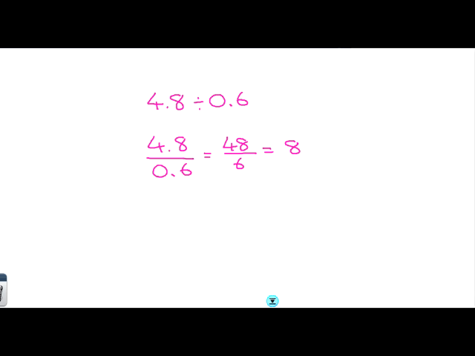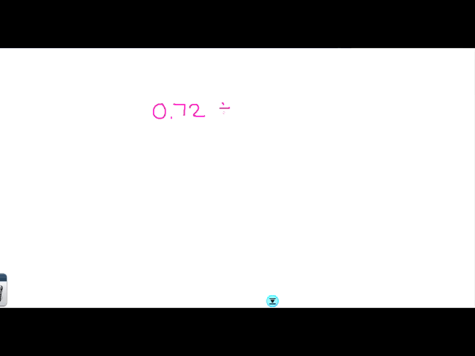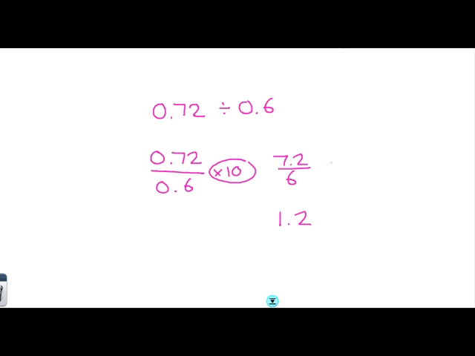Let's try something a little bit more complicated. Let's try 0.72 divided by 0.6. And you'll see that doesn't look very nice, does it? If we set it up like this and only worry about this part, we times it by 10, so that would give me 7.2 divided by 6. Now you may not like this. If I told you the answer is 1.2, you might be able to see a pattern already. But what you can do is times this by 10 again, so you get 72 over 60.